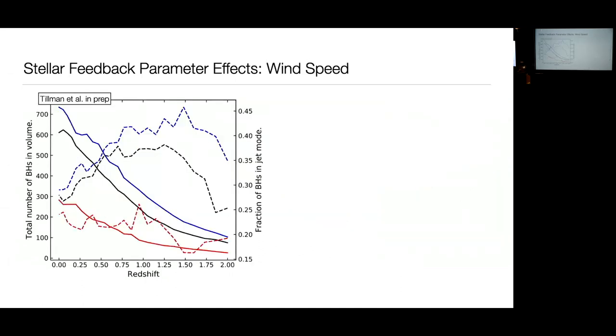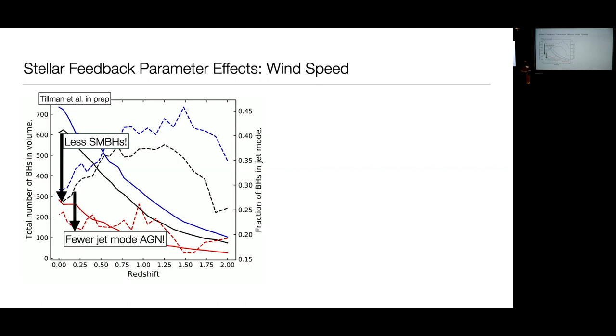The wind speed. So this is the supernova wind speed. When we look at this, we can see, again, there are fewer supermassive black holes in the box. They're not able to be seeded in the simulation. This is a problem with seeding. Maybe we should look at this more, though you're probably not going to have stellar feedback this strong. So it's just something to consider.